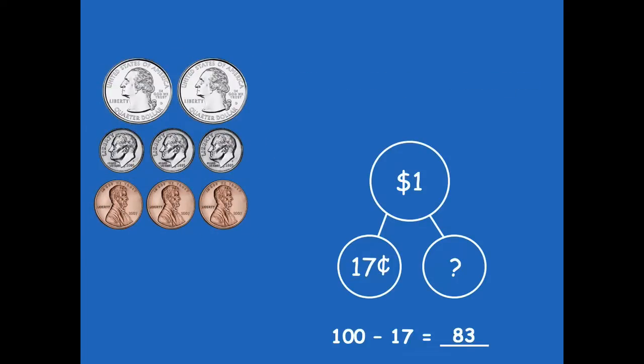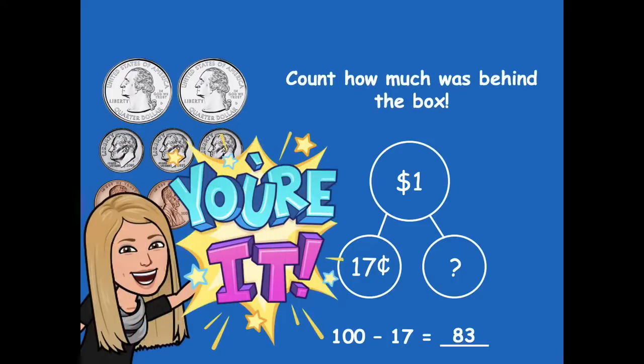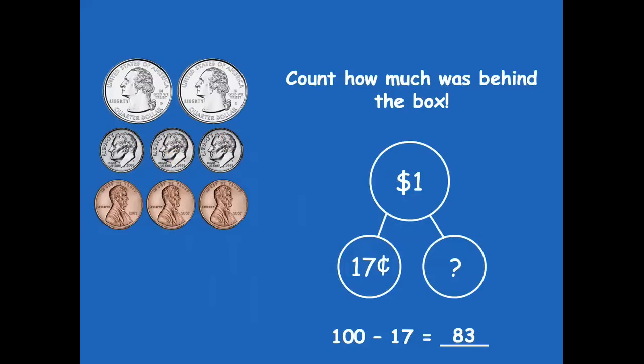So you're going to count how much was behind the box. Okay, so pause the video, count how much was behind the box, and see if it matches what you came up with for your number sentence. Click play when you're ready to go over it together. All right, friends, ready? Ta-da! 83 cents. Awesome. Okay, so great job with that one, friends. All right, let's take a look at another one.